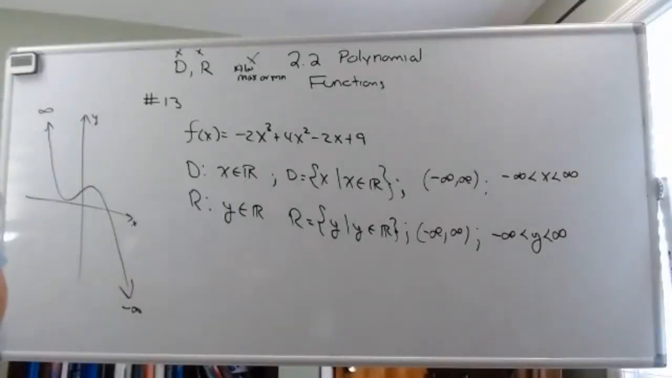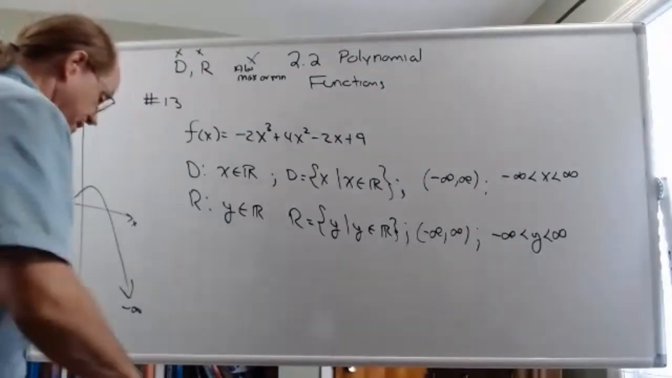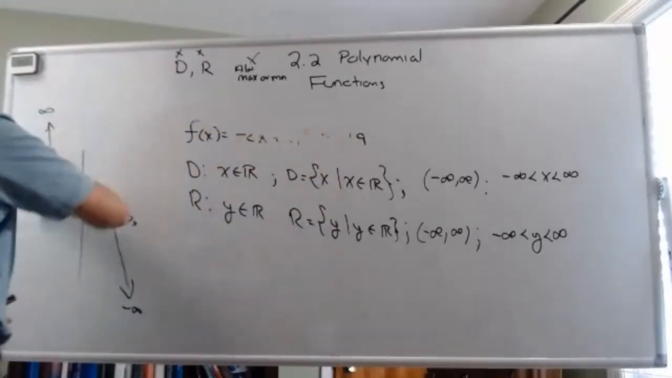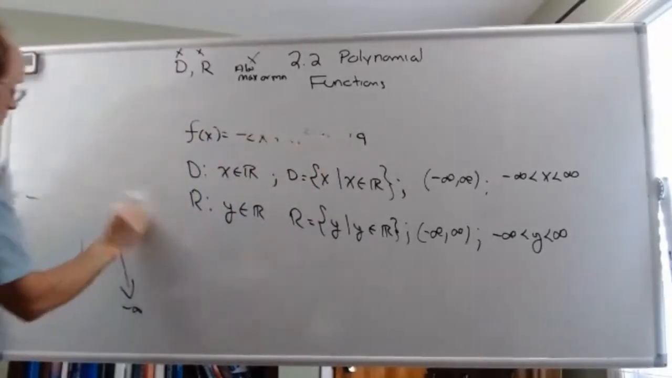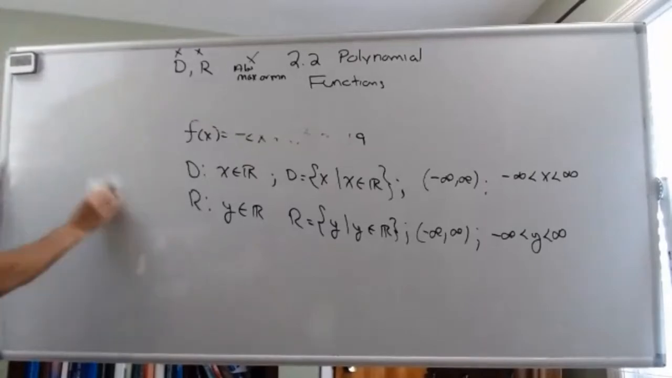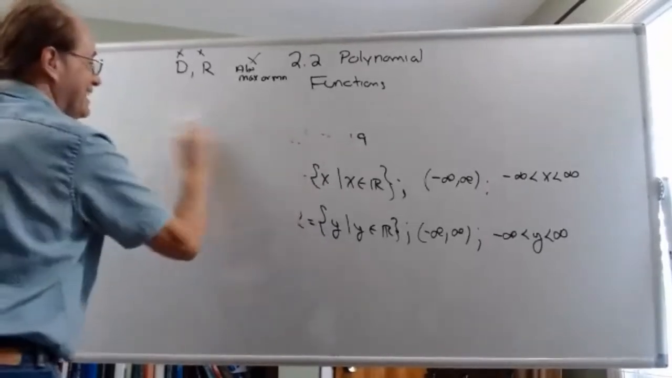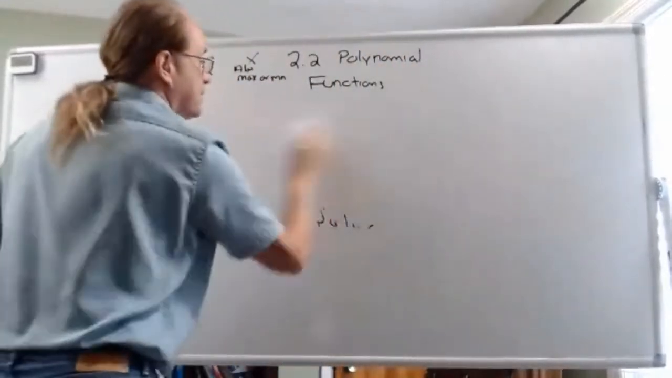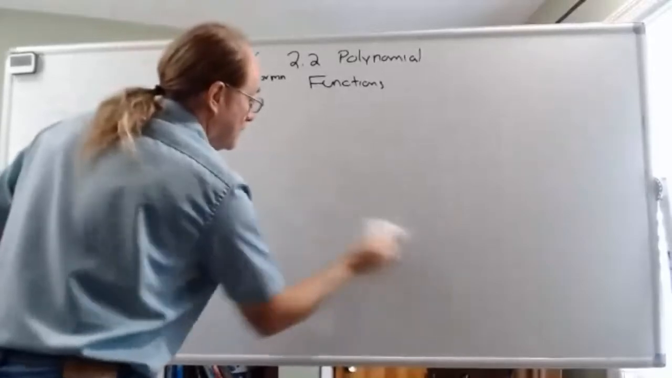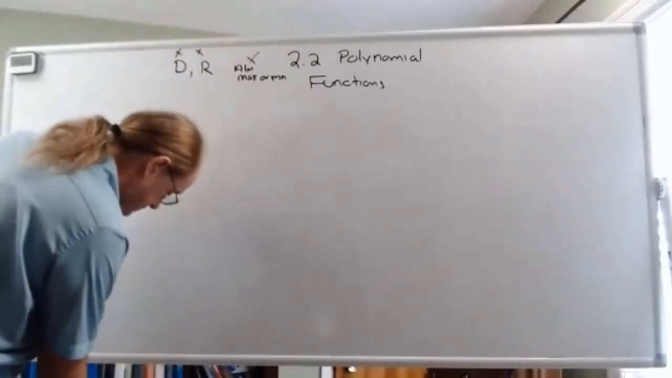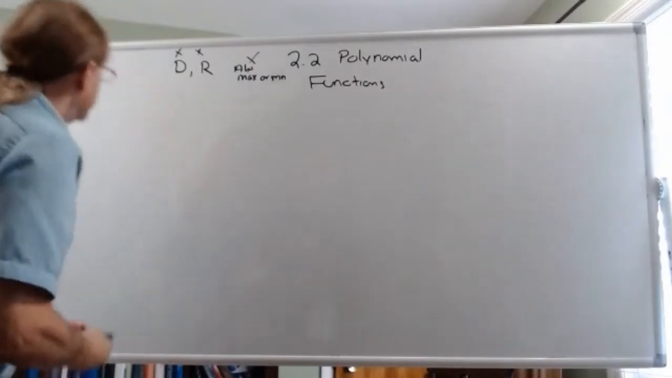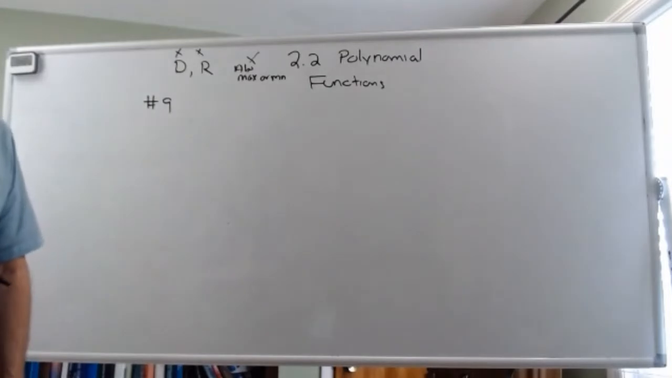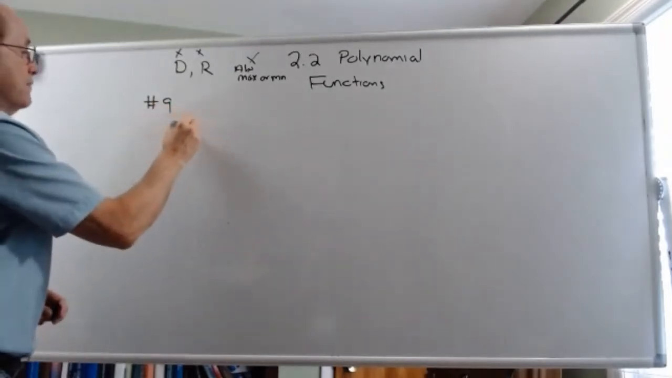So number 9. Okay, so here we have now a quadratic. And again, we're asked to address the same sort of questions: domain, range, and then absolute max and mins if appropriate. So let's put that in, number 9. That is f of x is x squared plus 3x plus 5.